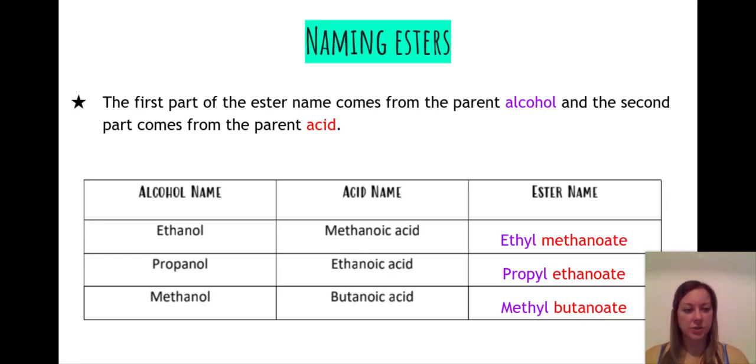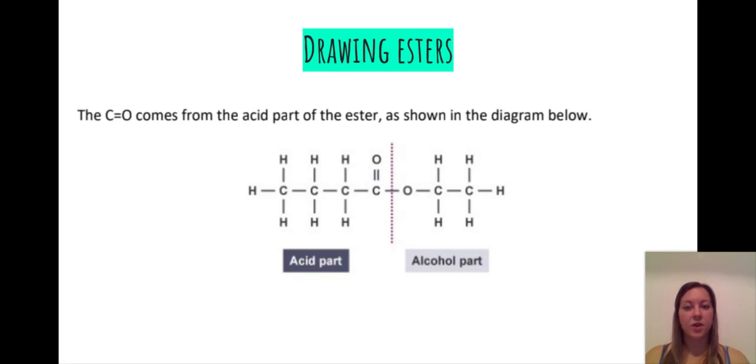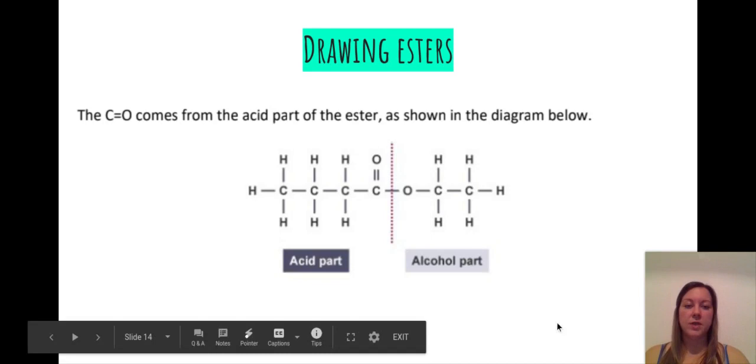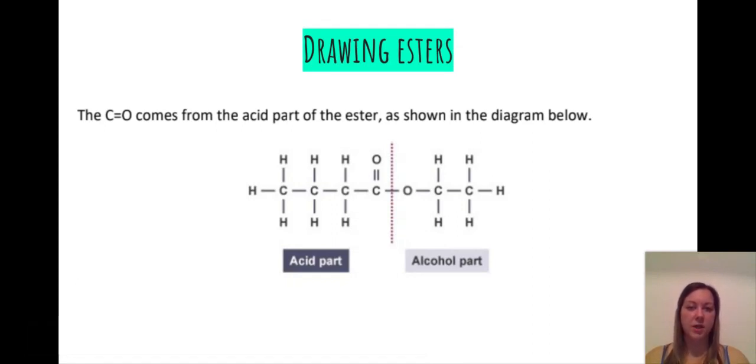Naming and drawing esters is just something, again, like any new family, once you practice it lots and lots, you will end up becoming an expert at naming and drawing esters, just like all of the other families. So, drawing esters then, the C double bond O part comes from the acid part of the ester. So this is what the diagram shows here. So this is ethyl butanoate, because we have 2 alcohol carbons and 4 acid carbons. So ethyl butanoate is what this diagram is of.